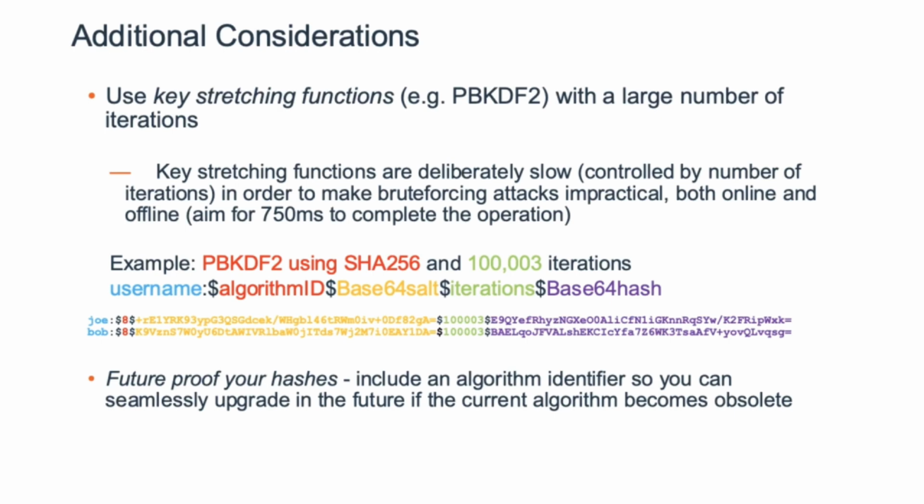So here there's an example of PBKDF2 used. And you can also future-proof your hashes: include the algorithm ID when you store the hash. That way, if an algorithm is later discovered to be insecure, then you can react and, let's say, change to a different algorithm and just store a different algorithm ID in there.